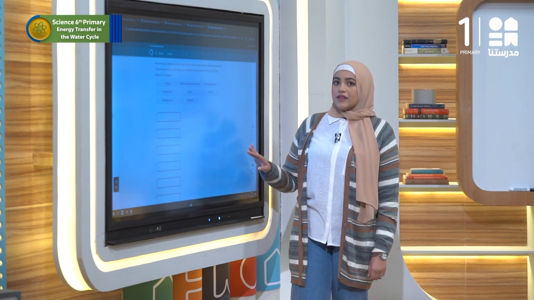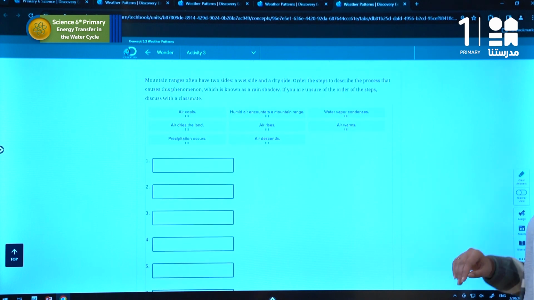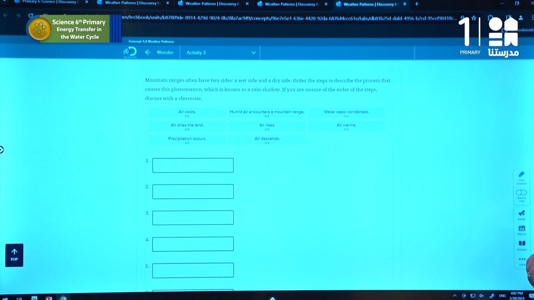As you can see, the activity consists of two parts. The first part is titled Mountain Effects. Let's demonstrate this phenomenon on the board by drawing to understand more.